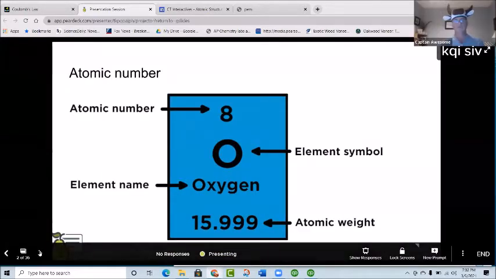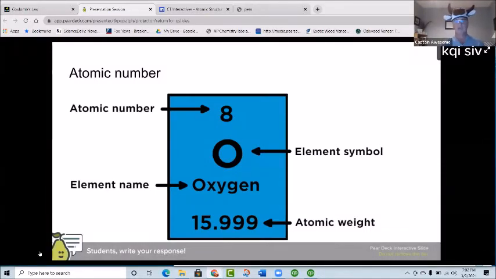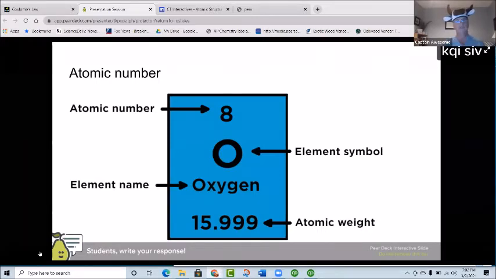So the atomic number for oxygen is 8. Right away in Pear Deck, I'm going to ask you, what does the atomic number tell us about the atom? Go ahead and just type out your response. What do you think the atomic number tells us about an atom?